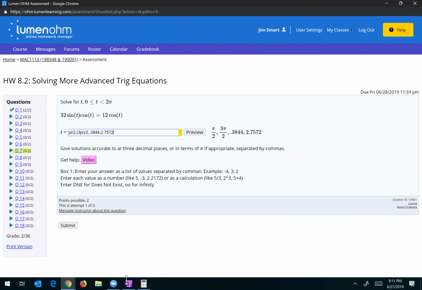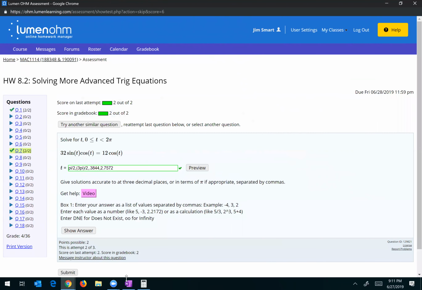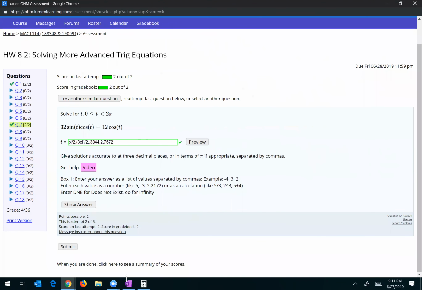2.7572. How many? It said 3 decimal places, so it said at least 3. That's supposed to say at least 3. I should fix that wording. Submit, and that's correct. All right.